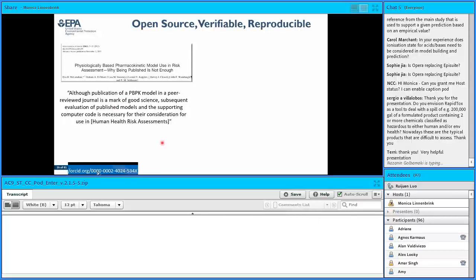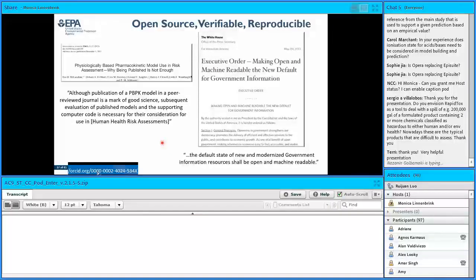And their point, and some of the people in the room here will know this very well, is that being published in a peer-reviewed journal is a mark of good science. Unfortunately, it's rare that that journal article captures everything you need to know to recreate the PBTK model. And SIA had already had a lot of experience trying to use these in regulation, and they end up going back and forth with the author, trying to get the code, trying to get everything working, and it was complicated.